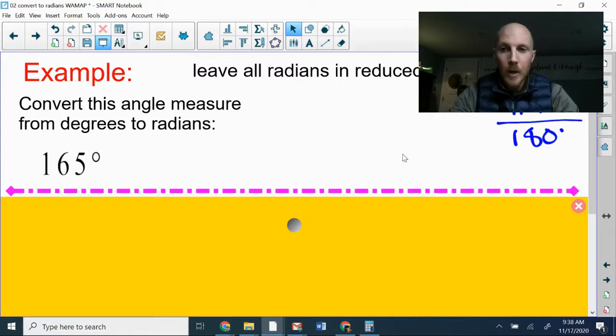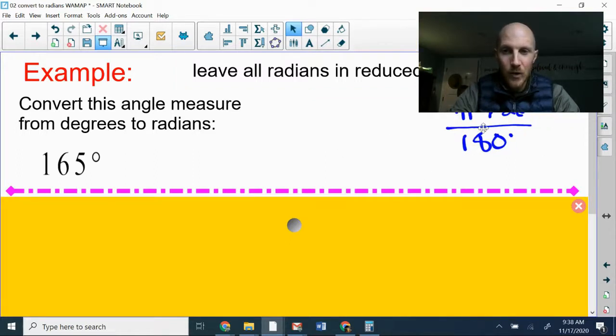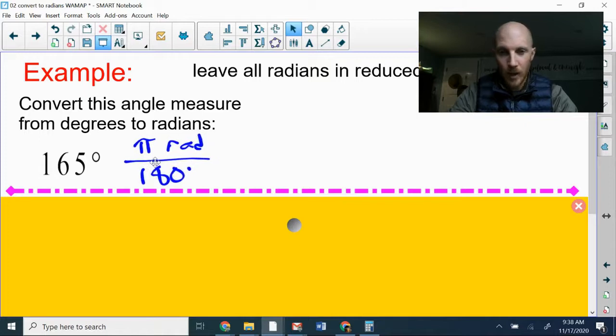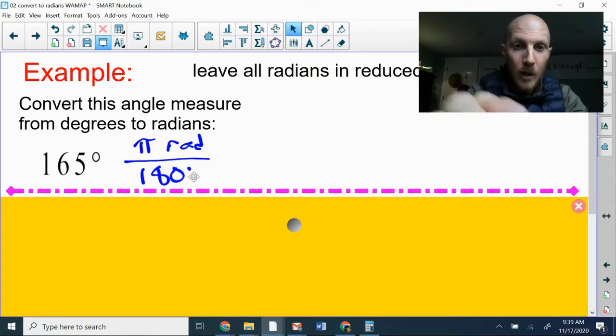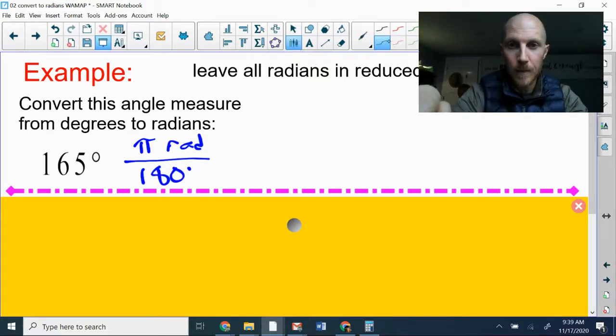Okay, so if I were to take this conversion factor that I just happen to have sitting right there, I can look at this and see that my original angle, 165 degrees, has degrees in it. If I use this blue conversion factor, degrees is in the denominator, so degrees and degrees will cancel. That's what I want. And then it's going to leave pi and radians as part of my numerator. Super. So let's multiply.